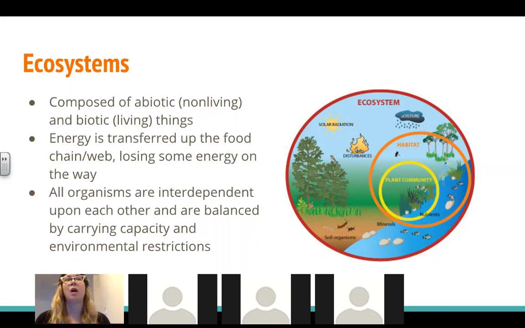But I'm going to post this on 2 modules as well, so you'll be able to see it. So ecosystems are composed of abiotic and biotic things, right? So we're talking here about non-living and living things together.